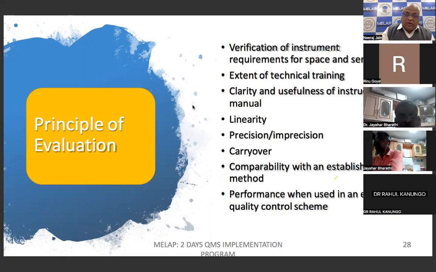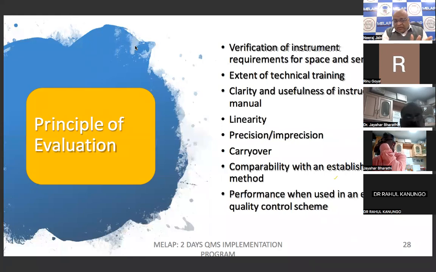Yes, 6.4. 6.5 is related to calibration, and 6.6 is related to reagents. 6.7 is service agreement, and 6.8 is your external products and services. When you're buying new equipment, you have to see all these things.